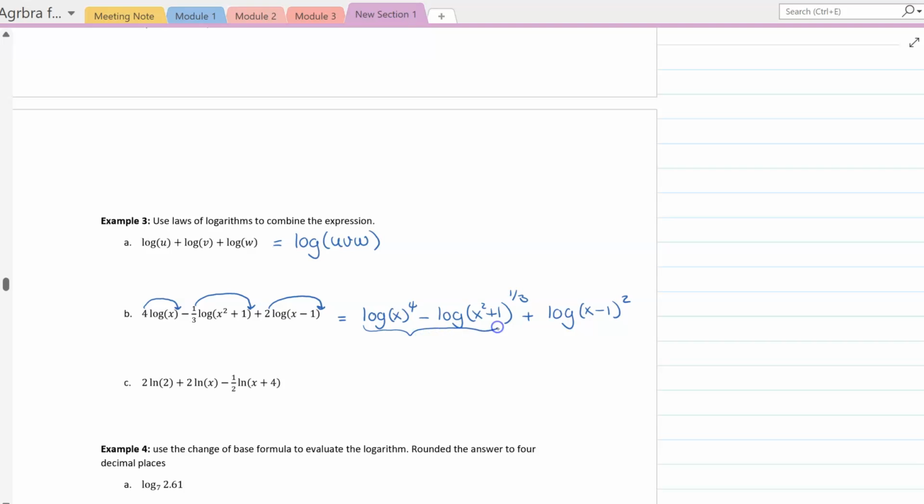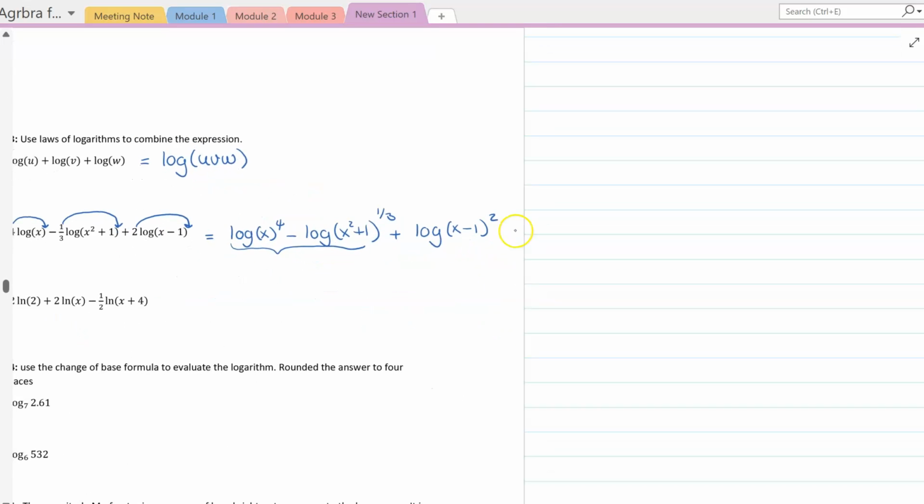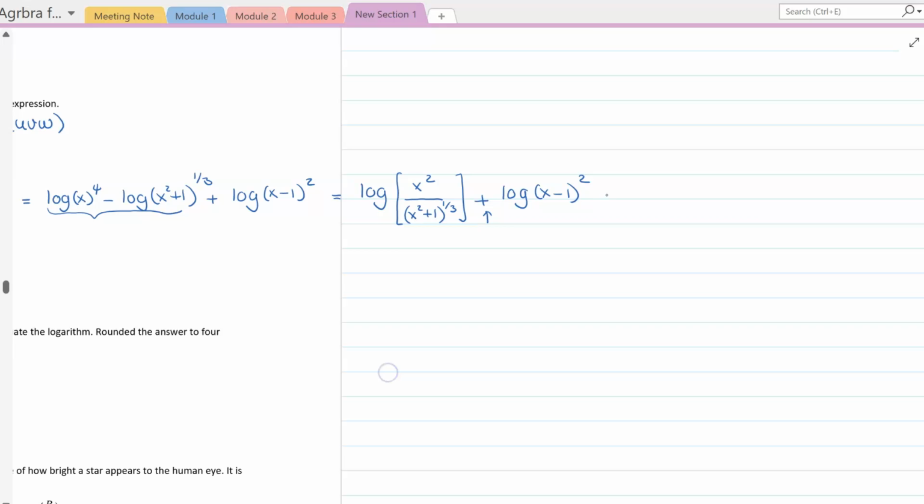So the first one here we have a subtraction. Okay, so I can rewrite this as log of x squared divided by x squared plus 1 to the 1/3 plus log of x minus 1 squared. So now here I have an addition. So I can rewrite this as multiplication. So we're looking at log of x squared times x minus 1 squared divided by x squared plus 1 to a third.